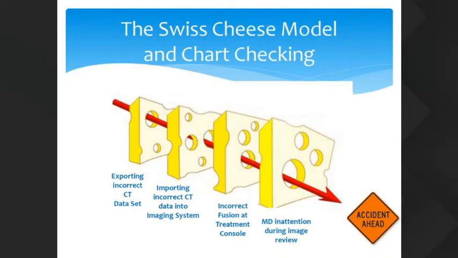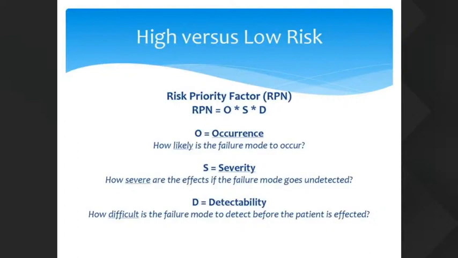Now, let's look at how we determine the risk priority factor. This is just a review for you. The occurrence is how likely the failure mode is to occur. Severity, how severe are the effects if the failure mode goes undetected. And detectability is how difficult the failure mode is to detect before the patient is affected.